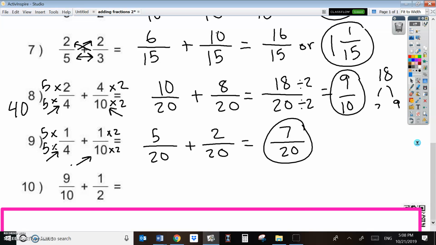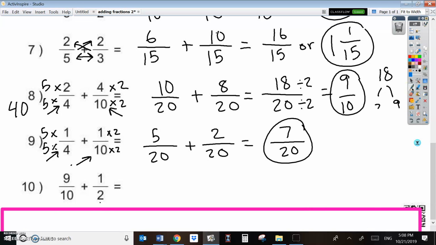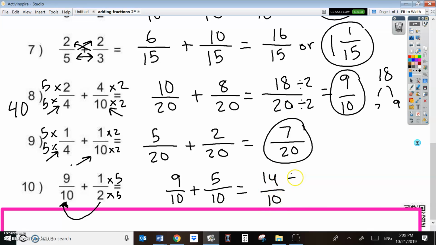So 10 is a multiple of 2, so there's no need to change both denominators, just change this one. Multiply this side by 5 and this side by 5, so you have 9 over 10 plus 5 over 10, which gives you 14 over 10. You can divide these both by 2 and get 7 over 5, or 1 and 2/5.